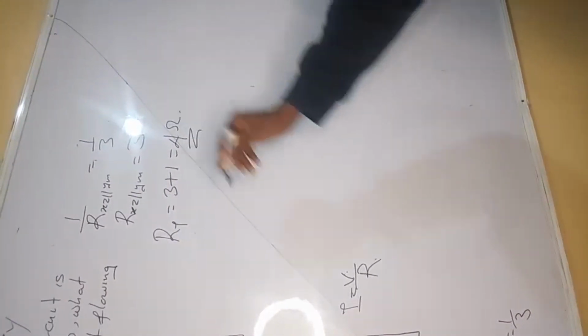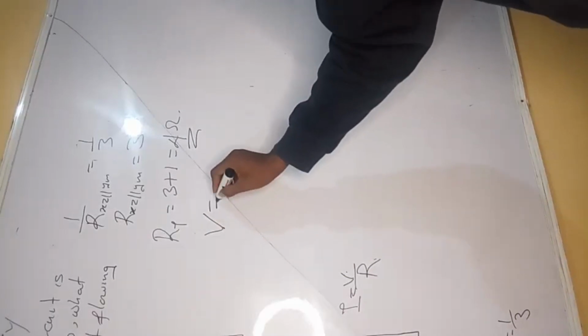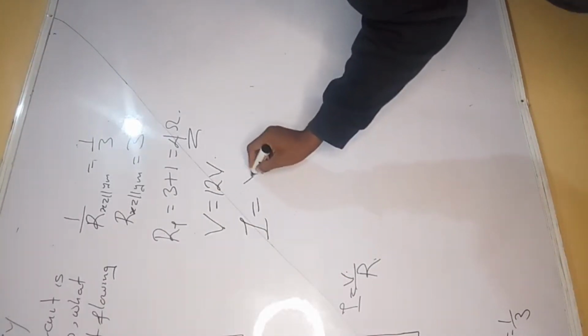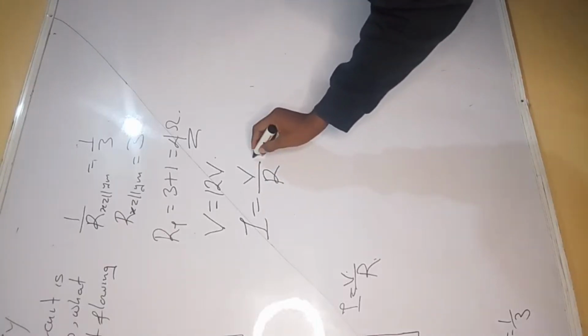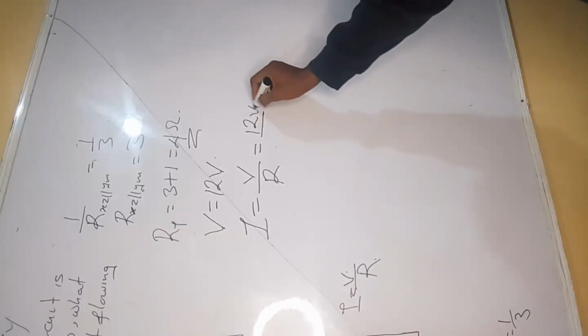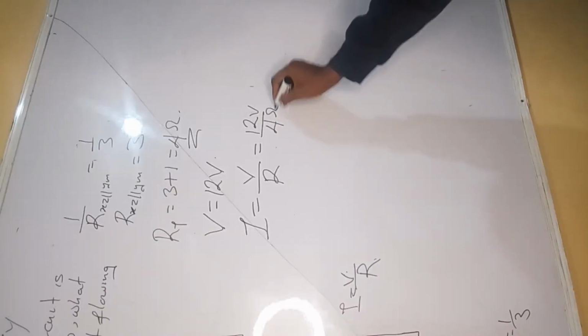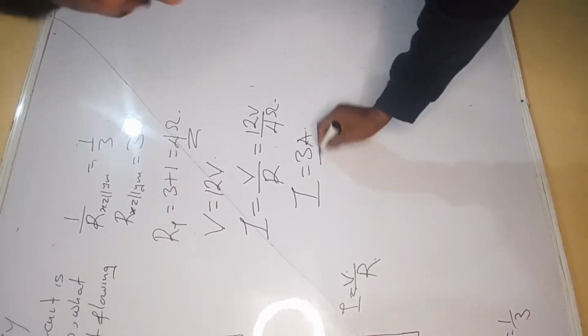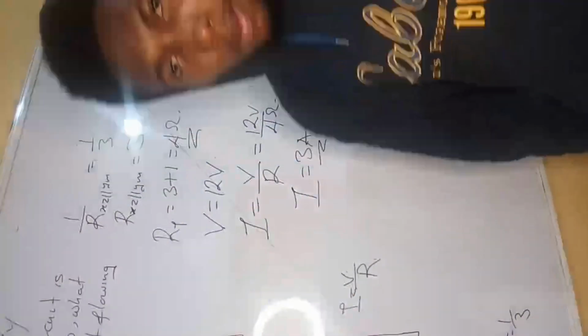You get it now. And remember, our V was 12. So with that, we can get our current. Since current equals V over R, that implies we have 12 volts over 4 ohms, because our R is 4. So our current will be equal to what? 3 amps. So you guys, kudos.